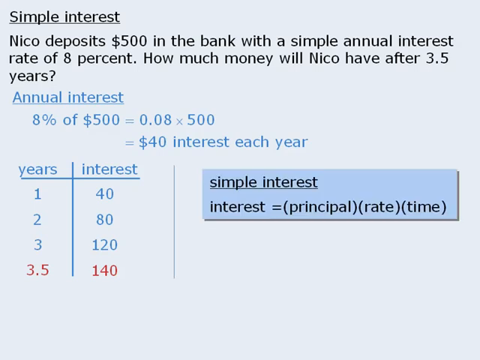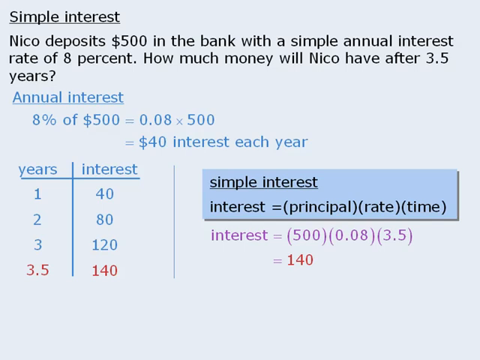Now another way to calculate simple interest is to use this formula. It says that if some investment collects simple interest, the interest that accumulates will equal the principal, that is the amount of money initially invested or deposited, times the annual interest rate, times the number of years the money collects interest. So for this example, the interest on Nico's money will equal the principal of $500 times the interest rate of 8%, which we can express as the decimal 0.08, times the number of years, which is 3.5. This product is equal to $140, which is the same as the amount of interest we calculated using our table.